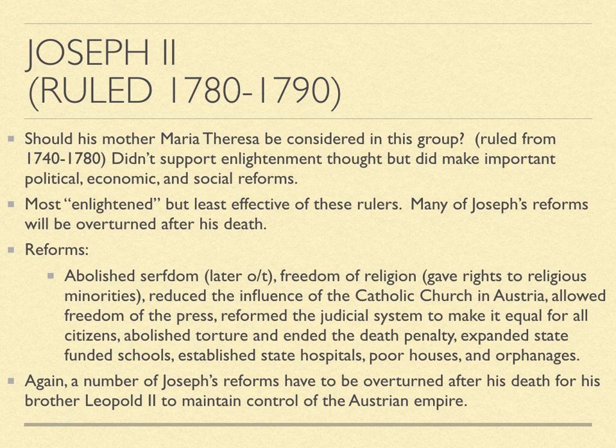Now, Joseph II is definitely the most enlightened of these three. However, he only rules for 10 years. So a lot of Joseph's reforms don't stick long enough for people to become accustomed to them and basically force them to become part of society. Many of these reforms that Joseph's going to make are later going to be overturned by his brother. And so the biggest one is he abolished serfdom while he was king. This was later overturned.